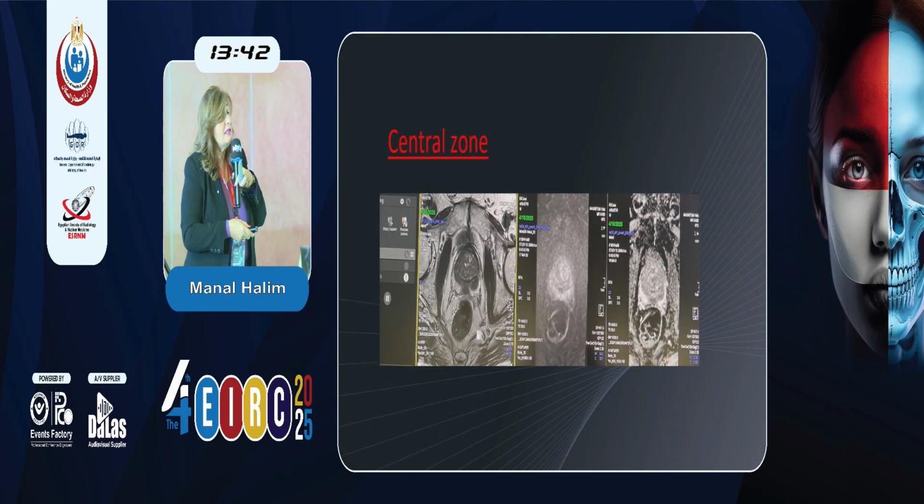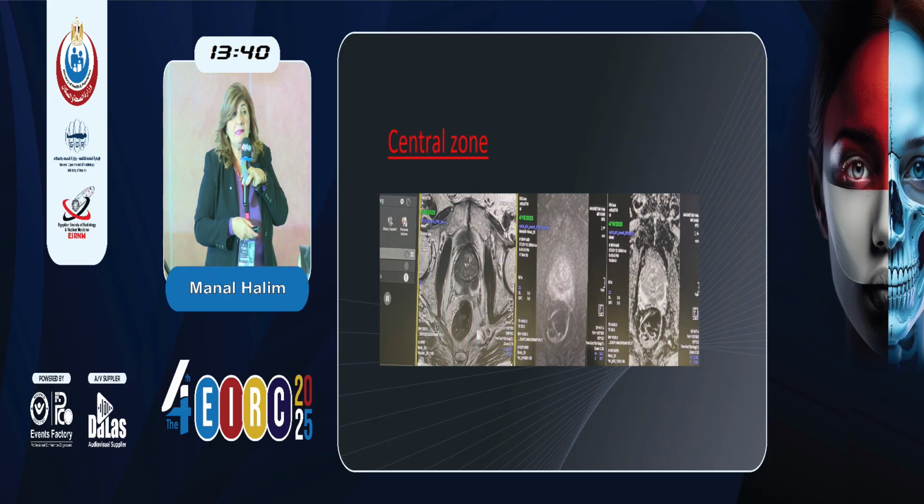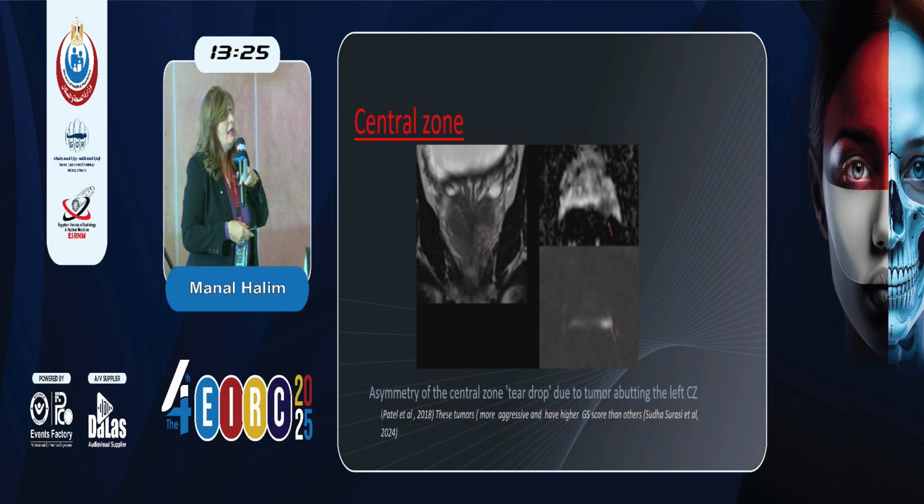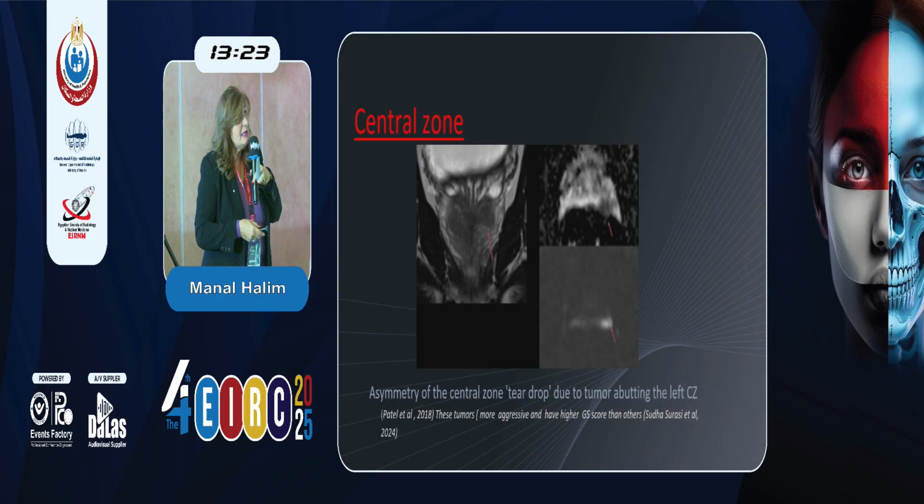In such a case, for example, this is a normal case, but you see the central zone is really asymmetrical on the left side. It may mislead us that this is a prostate cancer, and it shows some restriction as well in the ADC. However, this is a normal central zone. While in here, there's asymmetry between the left side of the central zone and the right side, but this is not a normal central zone.